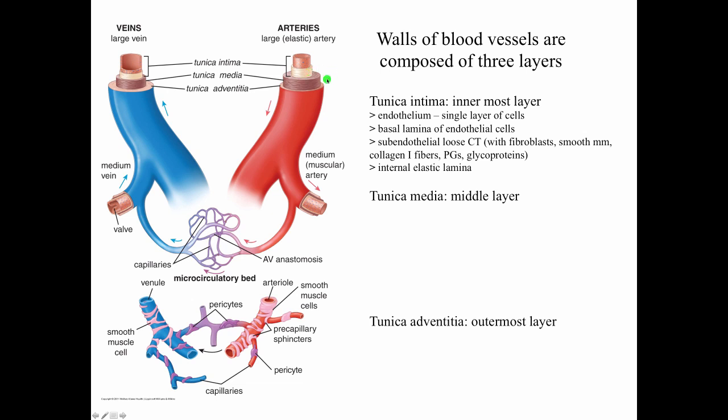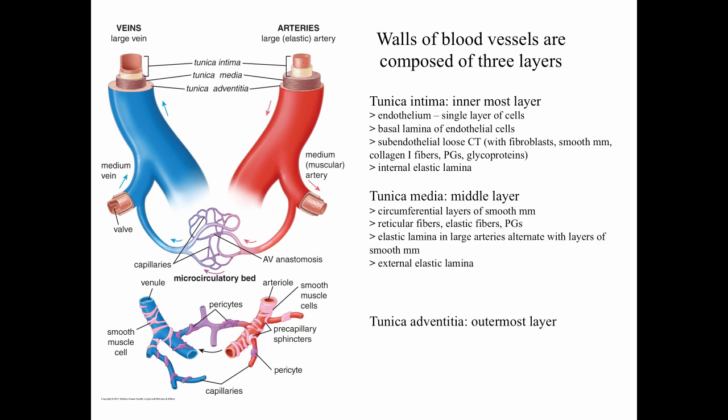There's the tunica media, which on the diagram would be shown like this, and it would be in both arteries and veins, of course. The tunica media consists of circumferential layers of smooth muscle, reticular fibers, elastic fibers, and proteoglycans. There are prominent elastic lamina in the large arteries that alternate with layers of smooth muscle. We'll show you that histologically in just a minute or two. And there's an external elastic lamina. All the extracellular components of the tunica media are synthesized by smooth muscle cells. You should recall that smooth muscle cells are synthetically very active cells.